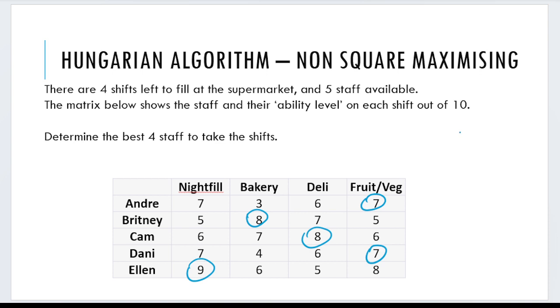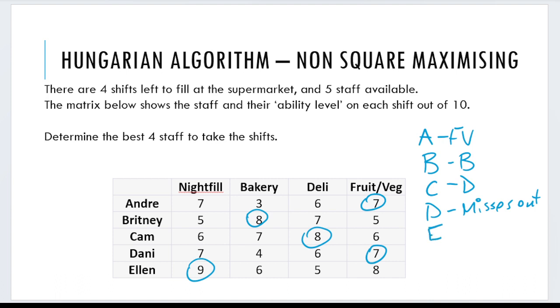So if we write down over here, we could have Andre on fruit and veg. We could have Brittany on the bakery. We could have Cam on the deli, and Danny misses out, whilst Ellen is going to do night fill.